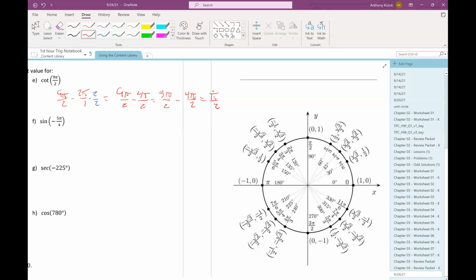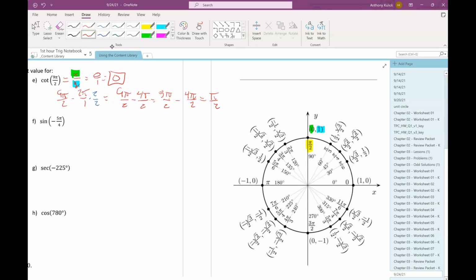So cotangent is x over y. So looking at pi over 2, I'm going to have x over y, so 0 over 1, which is 0. Does that feel okay, Jane?